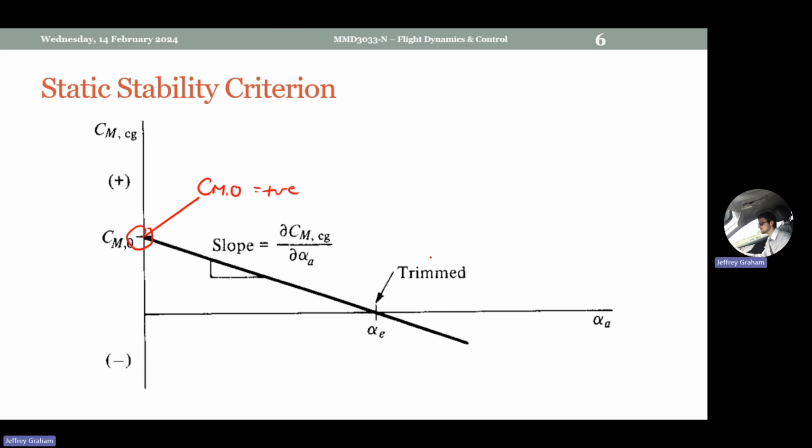This is the whole reason we put a tail section on. So the aerofoil will produce its own pitching moment. It needs to be balanced out by the tail section. The next bit, notice this gradient starts to decrease, decrease, and decrease. So the next bit is our trim graph gradient has to be negative.